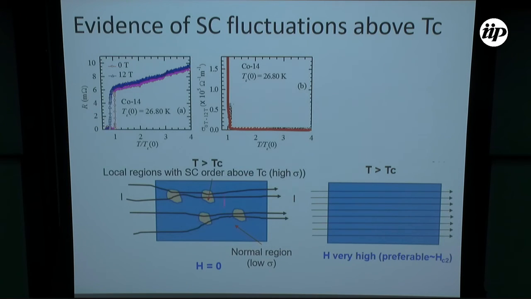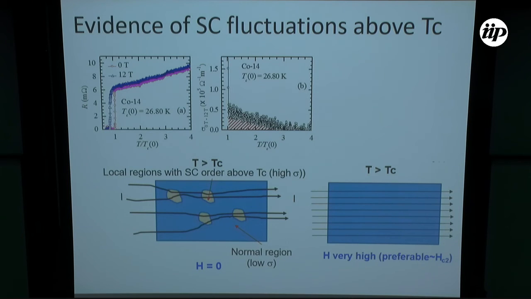To see whether there are actual superconducting fluctuations present above TC, we did a resistance versus temperature measurement with field and without field. If you have local puddles of superconducting order present above TC, a strong magnetic field will suppress them. If you take the difference in the conductivity with and without field, then if there were no superconducting fluctuations, it should go to 0 at TC. This is plotted as T by TC. But for our data, you can see that there is excess conductivity which is present well above TC.